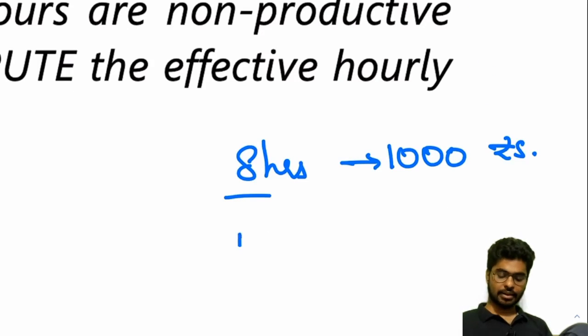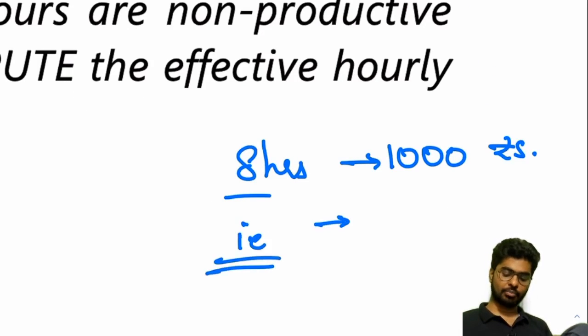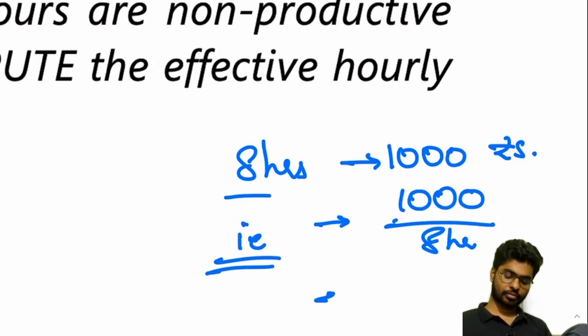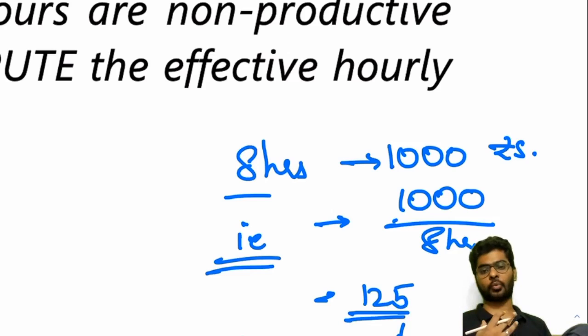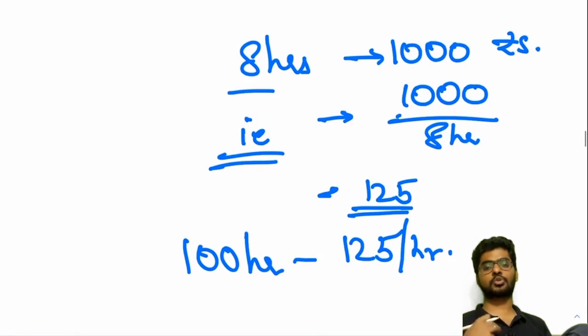That is, my rate per hour will move from 100 per hour to 125 rupees per hour. That is what we mean when it gets absorbed by the cost of the product. Did you all understand?